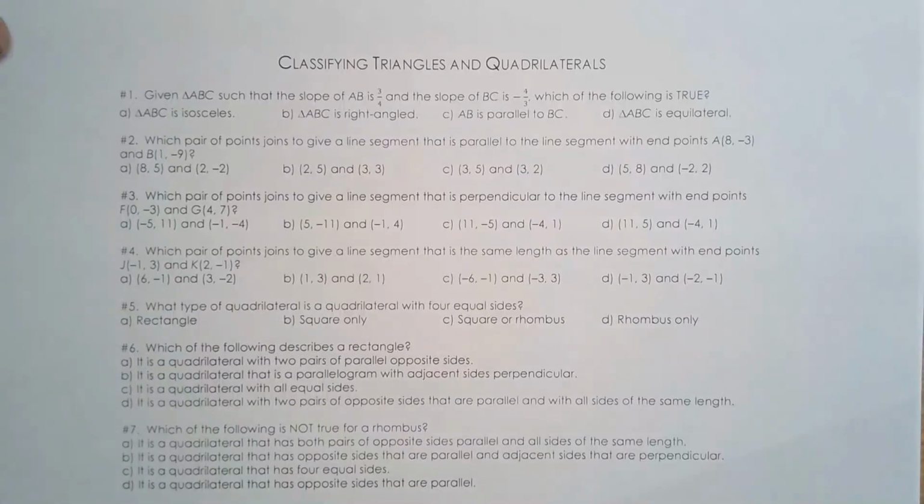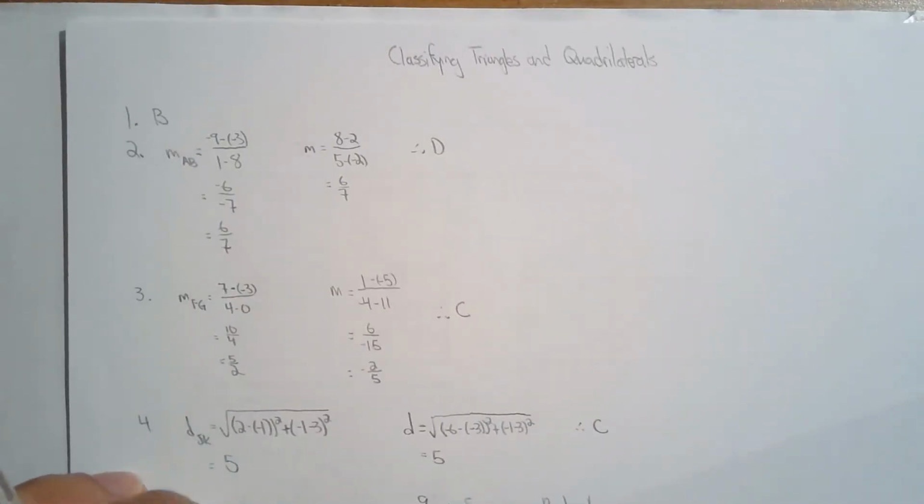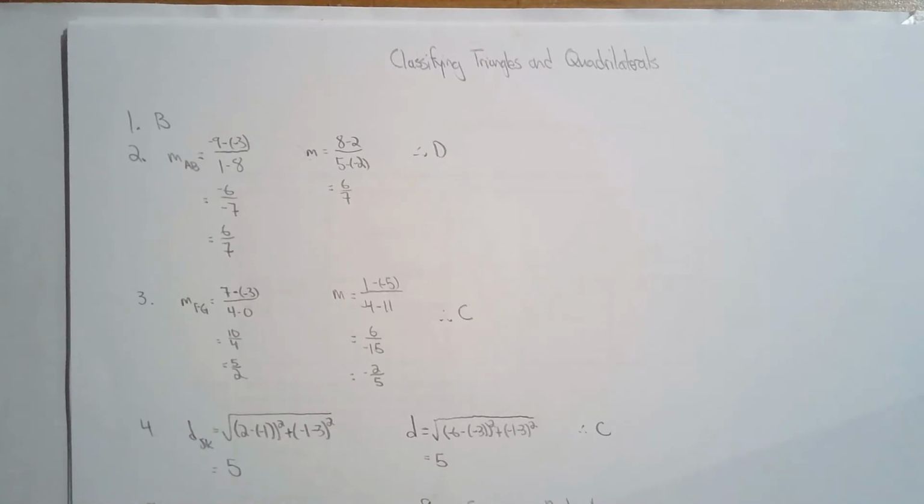In this video, we'll take up the homework sheet on classifying triangles and quadrilaterals. So question 1, just a multiple choice question. If the slopes are negative reciprocals, then of course the triangle is a right angled triangle. For question 2, you're just finding a line segment which is parallel to that, so you just do a bunch of slope calculations, and if you do that, you'll see that the answer is D.